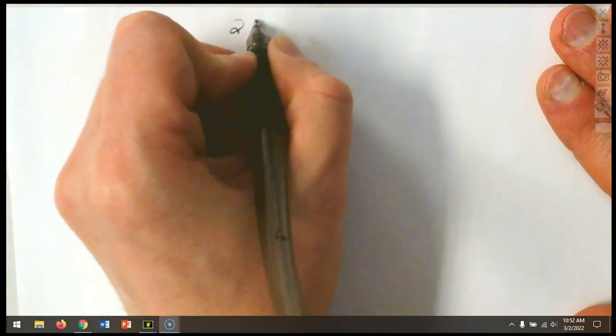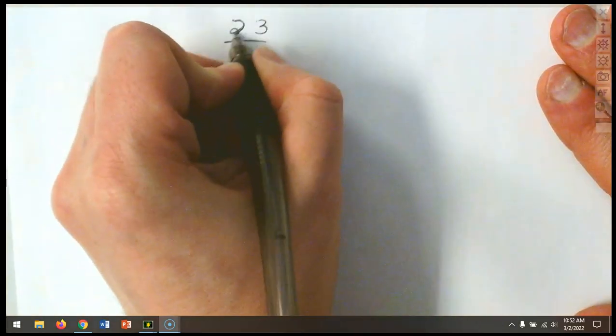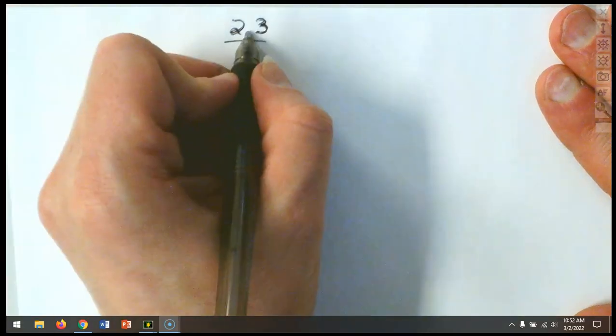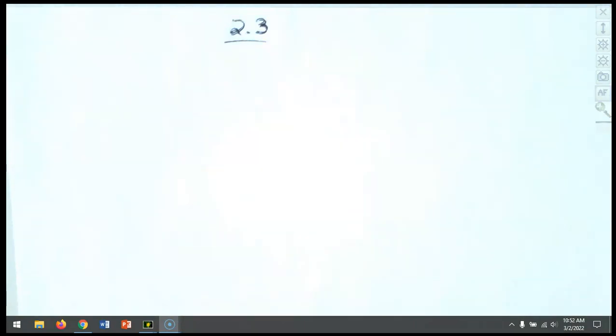So we're going to go ahead and start with 2.3. And in 2.3, what we're going to be doing is working with line equations, trying to come up with the equations of these lines. There are three different ways we can come up with equations. We can use 2 points, we can use a point and a slope, or we can use a point and another line equation.